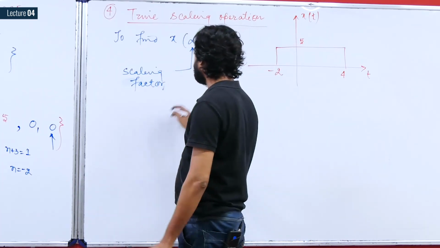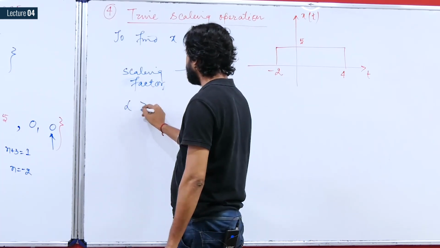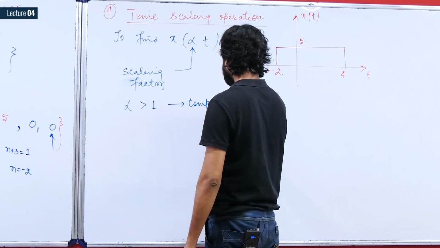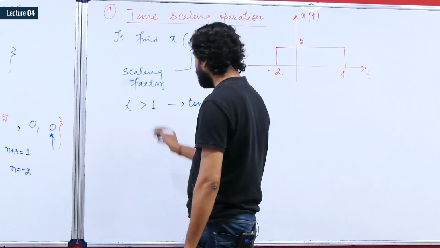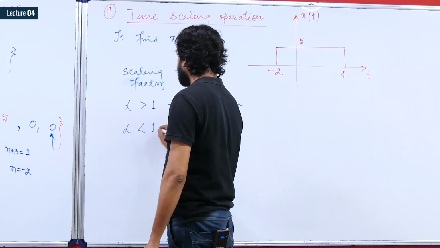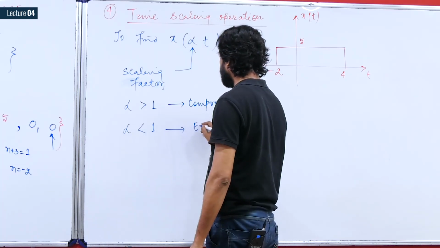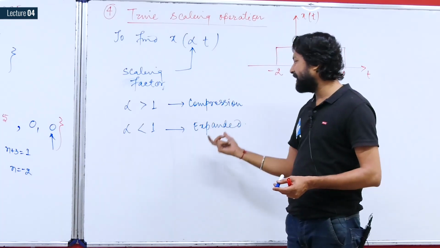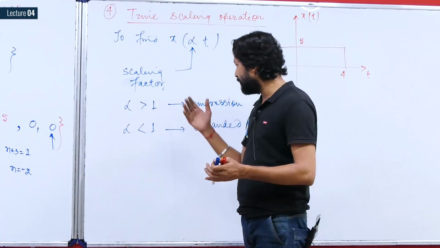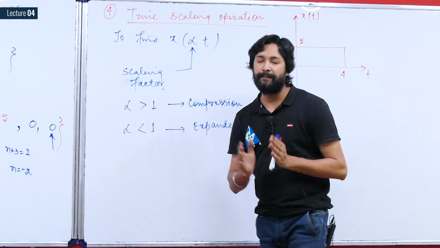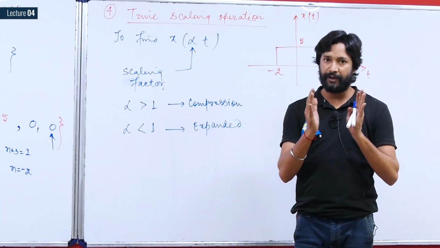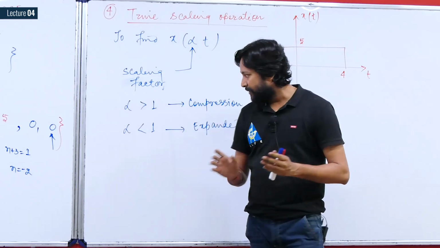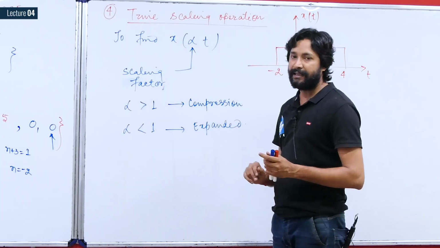If this scaling factor alpha is greater than 1, then compression of the signal takes place, and if alpha is less than 1, then the signal is expanded. As you know, if you compress any signal, the existing duration will be shortened, and if you expand any signal, the existing duration will be extended. So it depends on the value of the scaling factor alpha.